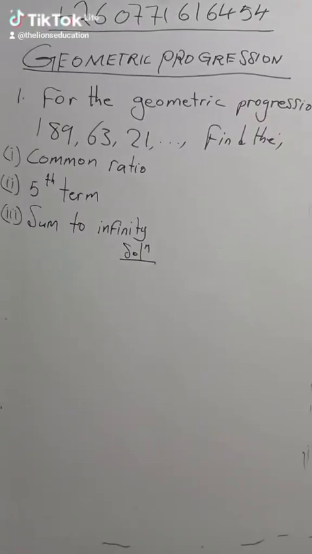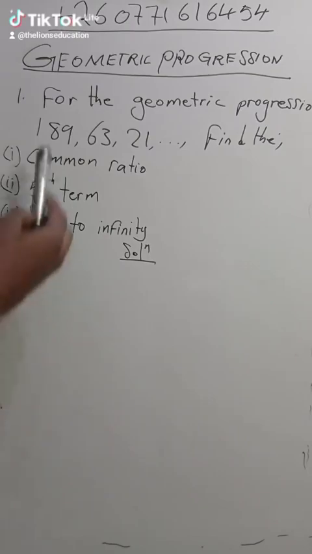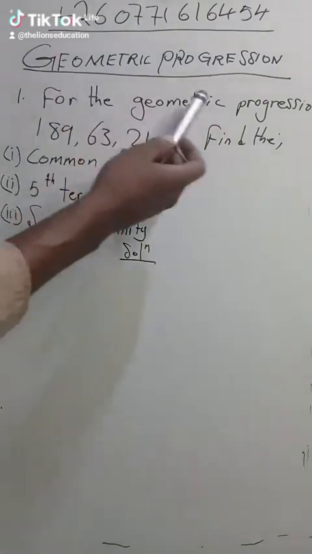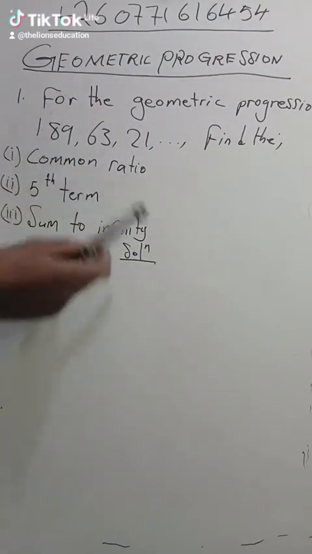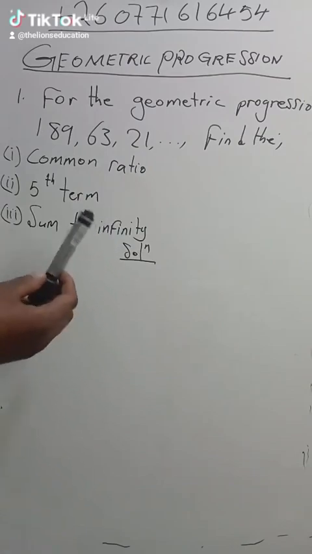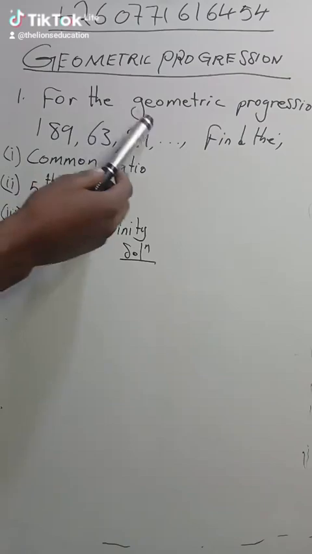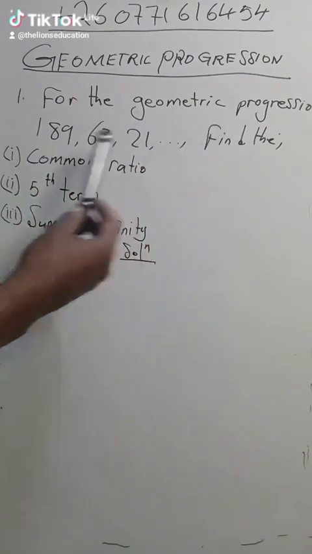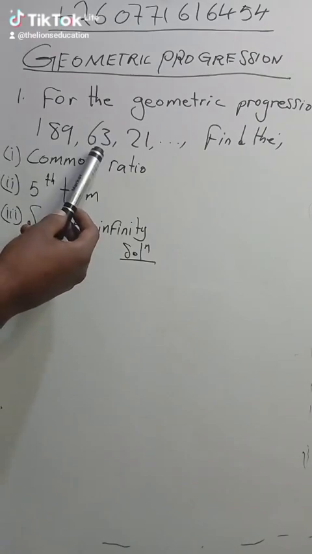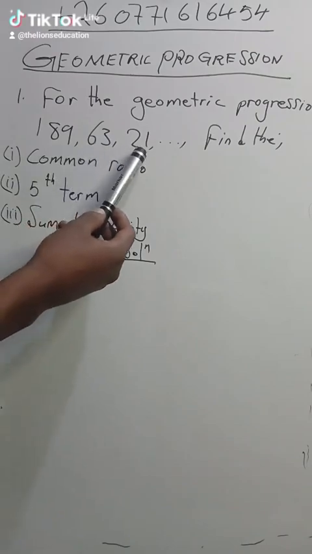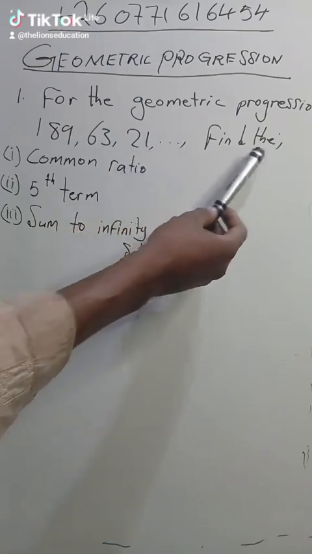In this video, we are looking at geometric progression. Geometric progression is a topic in paper 2, so we have a question here that we want to answer. The question says, for the geometric progression 189, 63, 21, and so on, find the following.